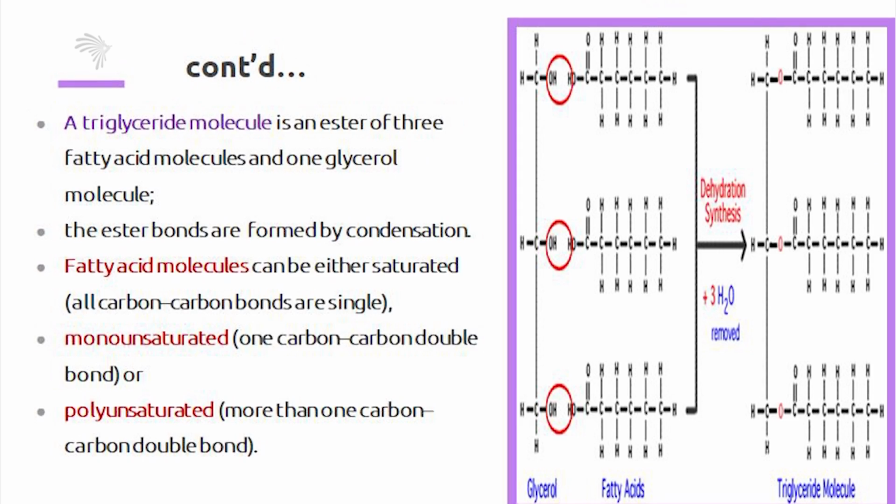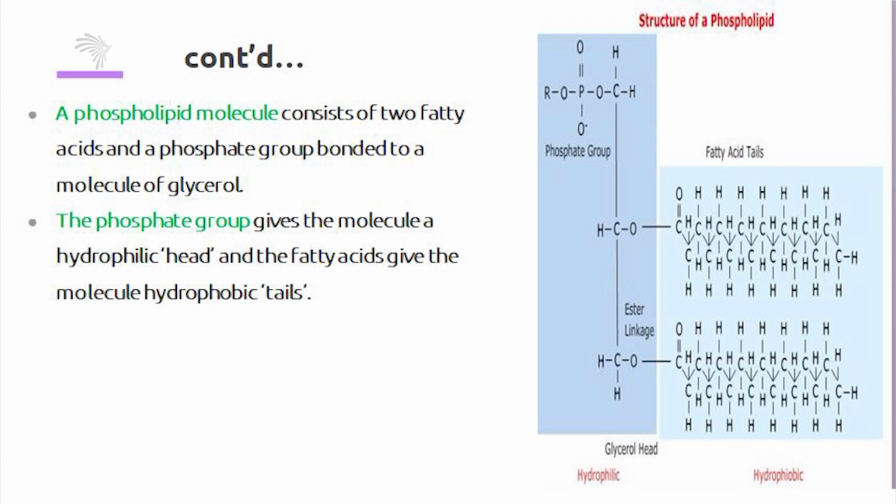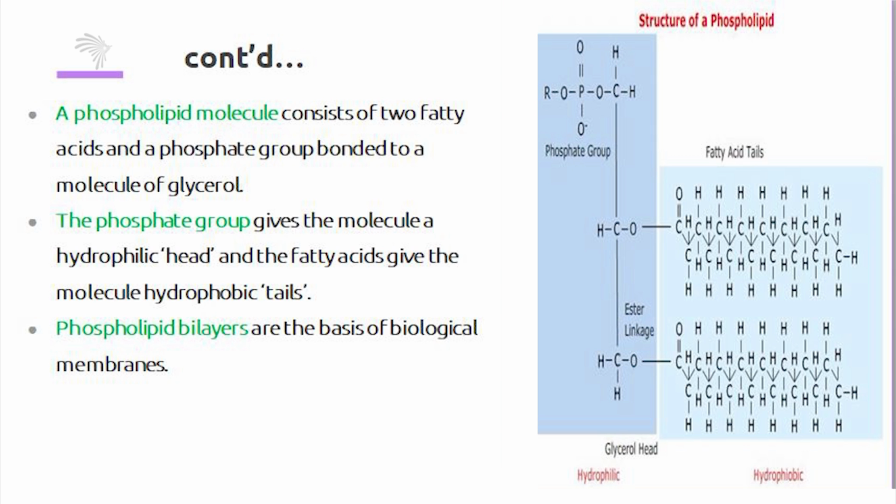Another organic molecule is the phospholipid molecule. This consists of two fatty acids and a phosphate group bonded to a molecule of glycerol. So three molecules combined together, two fatty acids, a phosphate group, and a molecule of glycerol, give you a phospholipid molecule. The phosphate group gives the molecule a hydrophilic head, and the fatty acids give the molecule hydrophobic tails. Phospholipid bilayers are the basis of biological membranes. So the biological membrane is made from this structure.